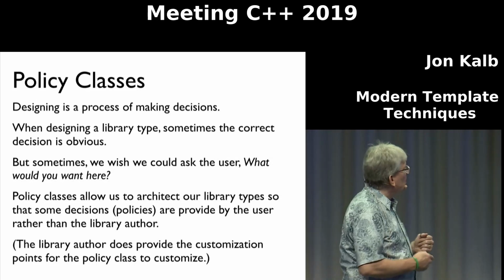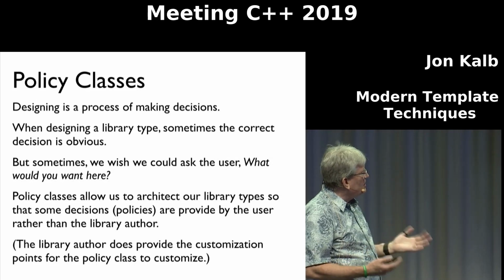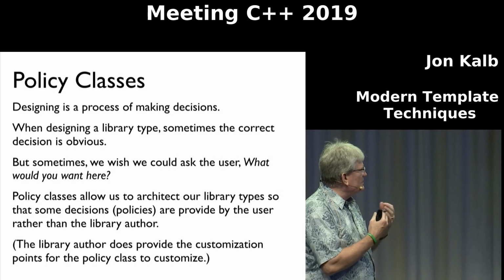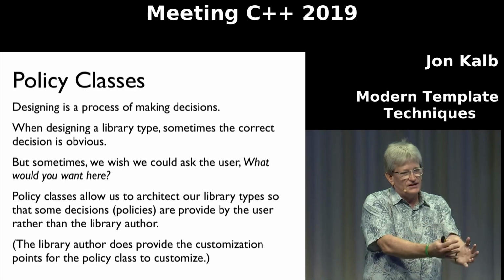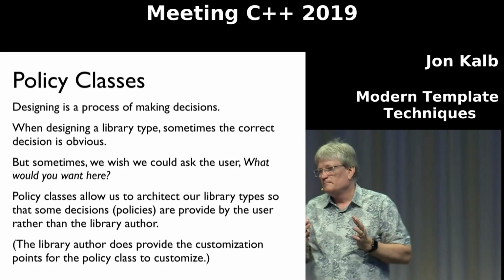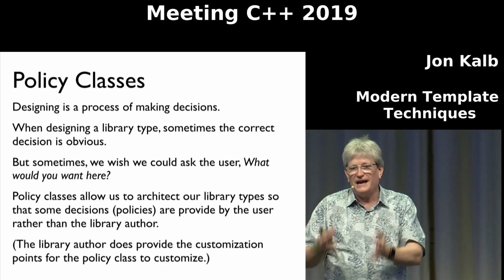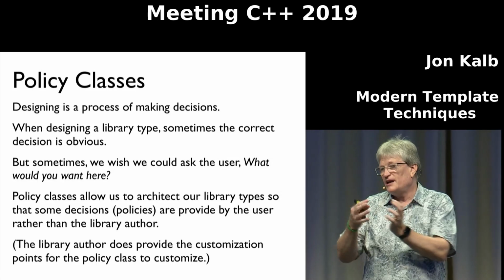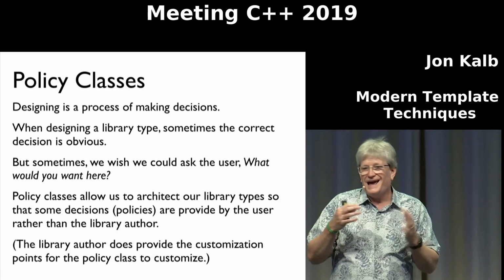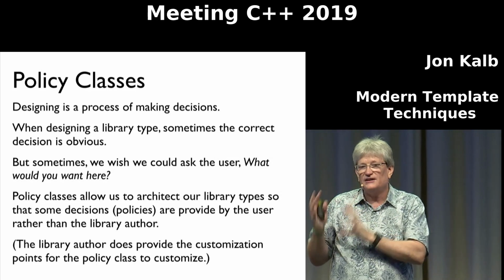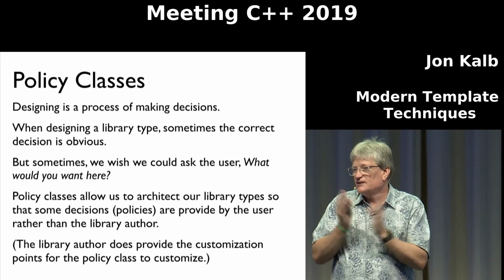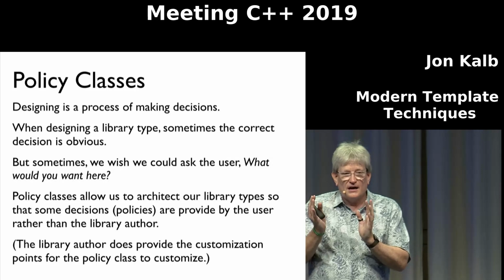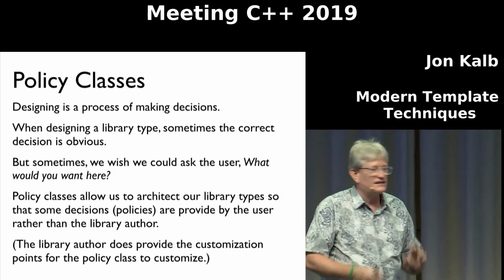So the way we do this is that the library author, and by the way, this is driven by the library author, has to specifically say, I would like this to be customizable. This particular design issue can be implemented either this way or this way, and I'm not going to make that decision for the user. The user will make that decision by instantiating my type with a policy class.